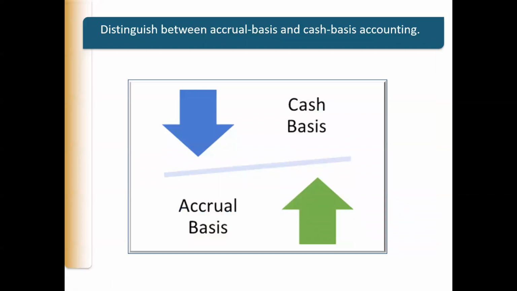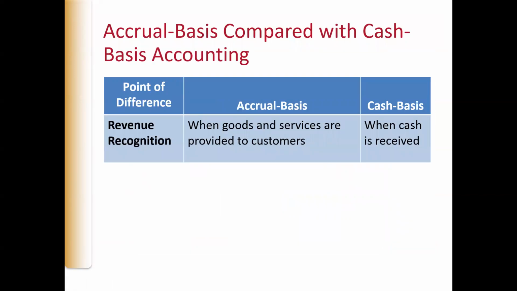Now, we're going to understand how the accrual basis is different from the cash basis of accounting. The accrual basis means we record goods and services when they're provided to customers. However, the cash basis of accounting is we just record revenue when we receive the cash, period. Do you see how that's different?